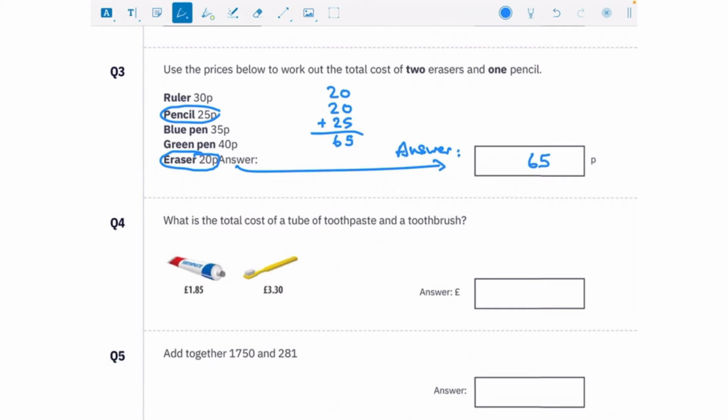Question number 4. What is the total cost of a tube of toothpaste and a toothbrush? So we're going to add these together, and we're going to make sure we line up those decimal points. And put a line underneath and say we're adding. 5 add 0 is 5. We're always starting at the right hand side. 8 add 3 is 11. So 1, carry the 1. 1 add 3 is 4. Add that extra 1 is 5. So it is £5.15.